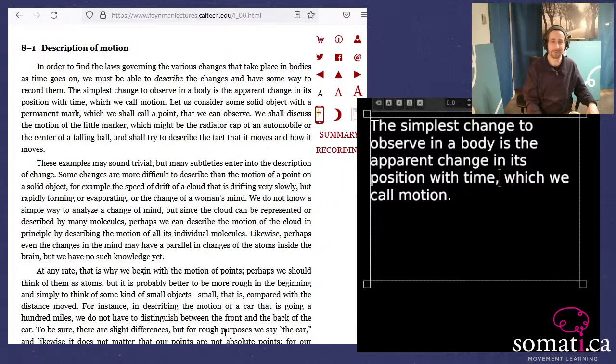Ooh, this is a little sexist. Change of a woman's mind. More difficult types of movement to describe. Perhaps even the changes in the mind may have a parallel in changes of the atoms inside the brain, but we have no such knowledge yet.